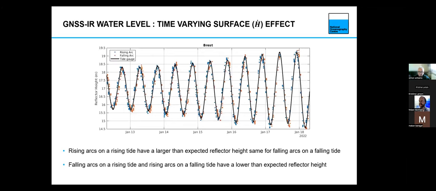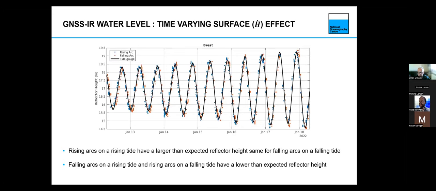Here's another example. This is for Brest, which has a reflector height of about 70 meters. I've color-coded them. So blues are rising arcs, where the elevation angle is going up, the satellite's rising, orange are falling arcs, and the black line is the tide gauge. We can see that when the rising arc is on a rising tide, it has a larger than expected reflector height. And it's the same for falling arcs and a falling tide. The orange ones to the right of the black lines, and the blue ones to the left of the black lines. And consequently, it's the opposite for falling arcs and a rising tide, and rising arcs and a falling tide.